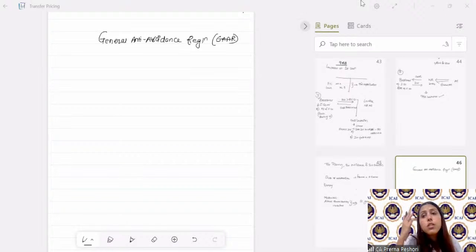GAR was introduced in 2012 in the Direct Tax Code Bill, but direct tax never came into effect. Then it was introduced by Finance Act 12 in the Income Tax Act, and it was kept on deferring, and it finally came into picture in 2017. So from financial year 17-18, GAR is applicable. Now what is GAR? GAR is basically the anti-avoidance regulation which seek to tackle the tax avoidance transaction.